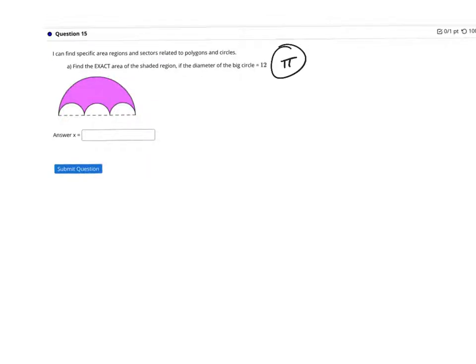The other thing is that if the diameter of the big circle is 12, then if I divide that by 3, that means that the diameter of each one of the smaller circles is going to be 4. Just as kind of an idea of what we're going to do, we want to find the area of the big half circle, subtract the area of the 3 smaller circles, and that should give us our answer. So let's start with the area of the large circle.